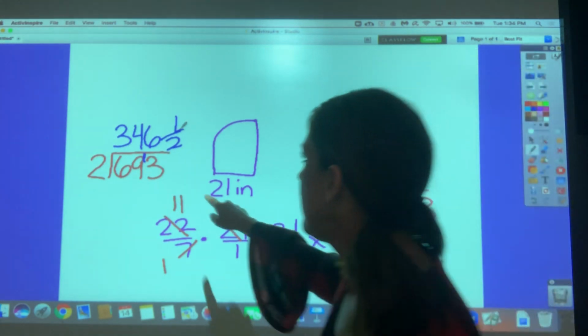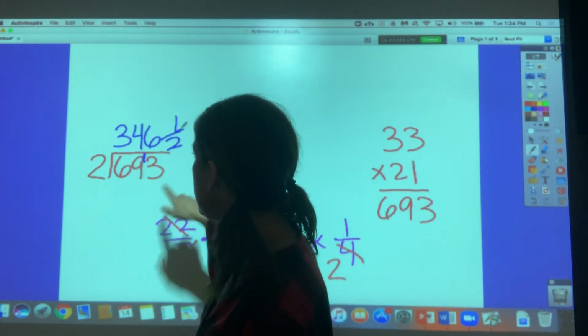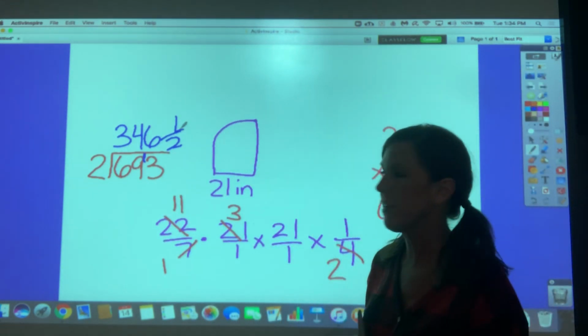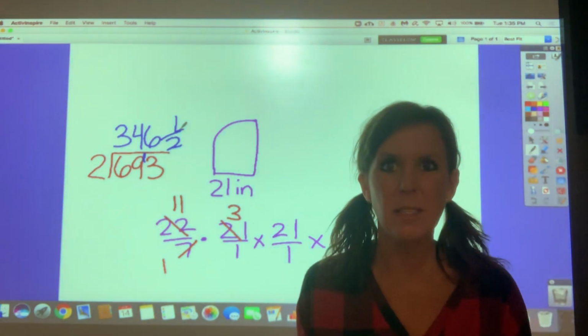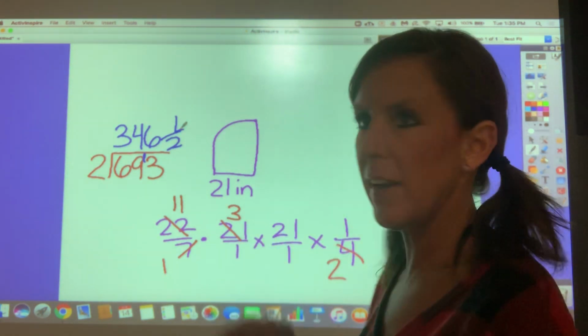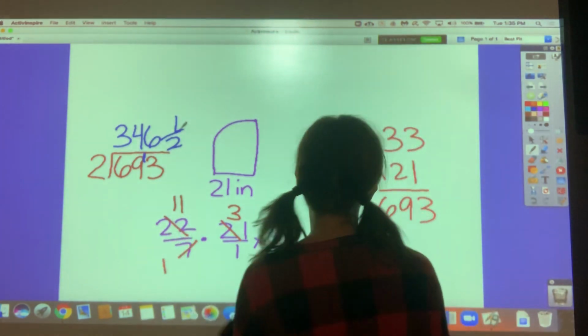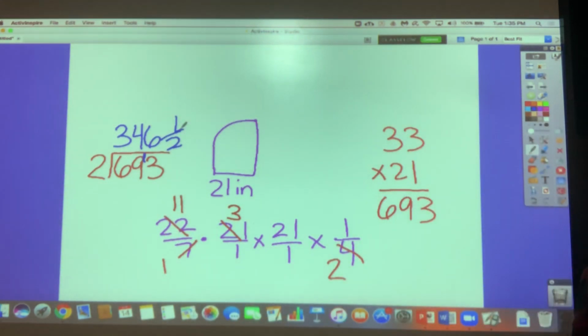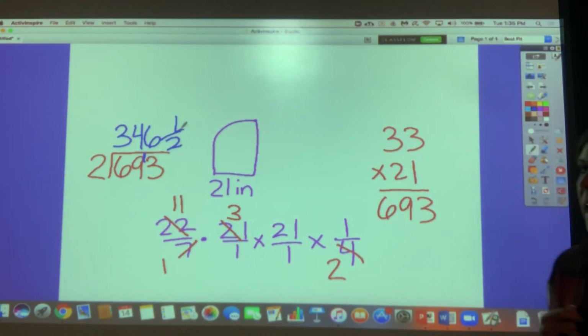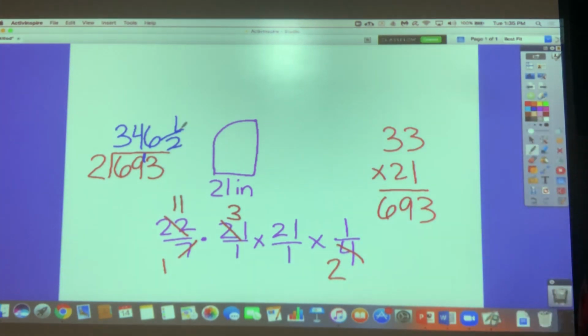Or you could have put a point and a 0 here and gotten 346.5. Okay, either way, it's the same answer. Okay, so that's how you do that because I've had a couple of people ask me that. So your answer for this one would be 346 and a half.